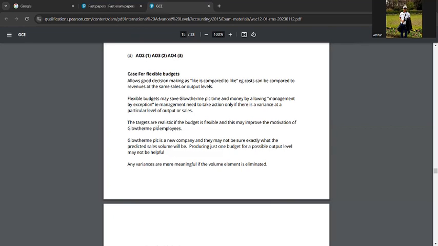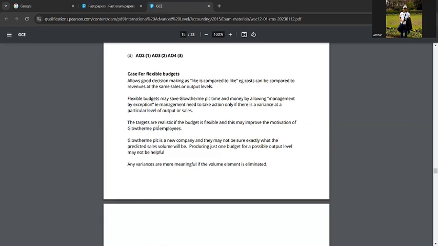Okay, so the targets that they are setting should be realistic. It's not unrealistic. Unrealistic means the targets that they are setting should be achievable. Okay, they can't set a target where that target is not achievable. Something that is not achievable, they can't set that target. So something that is achievable only, they have to set.